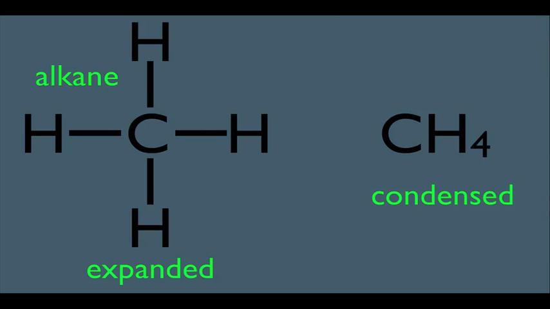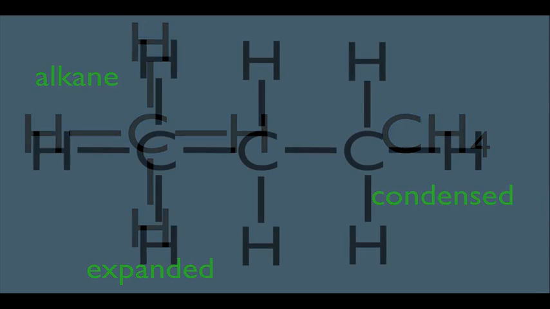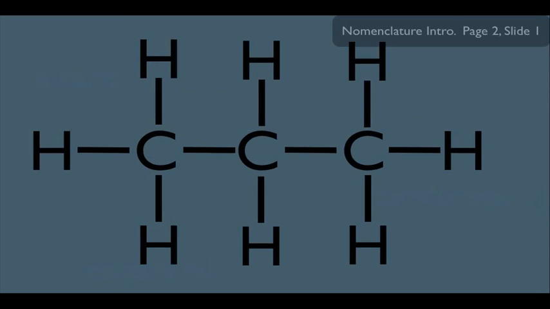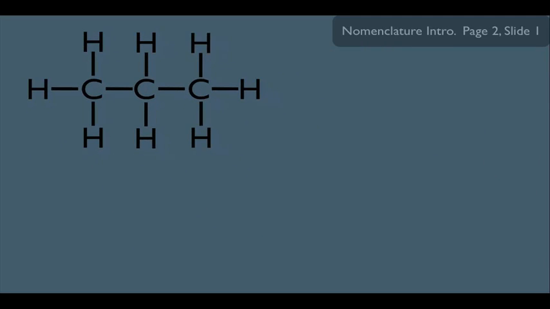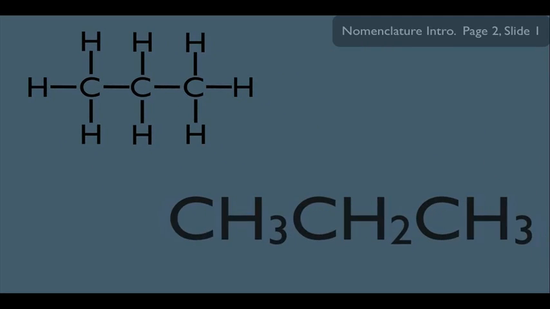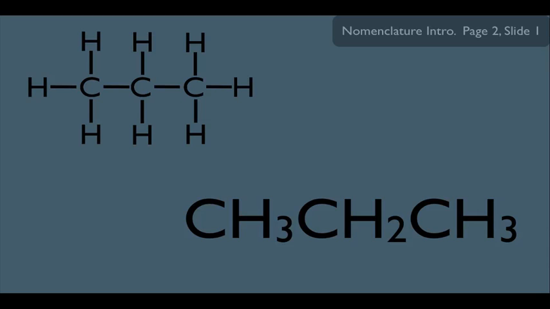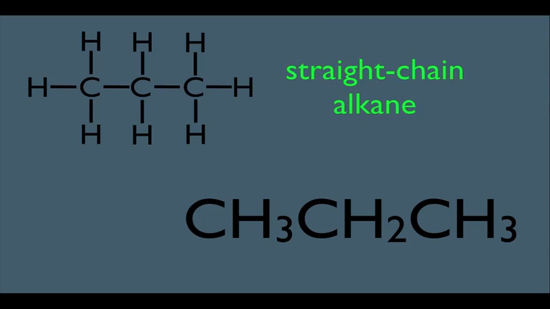Now, because carbon could make 4 bonds, you could have longer chain alkanes like this. This molecule is 3 carbons long. This would be its expanded version. Its condensed version would look like this. We would call this a straight chain alkane.